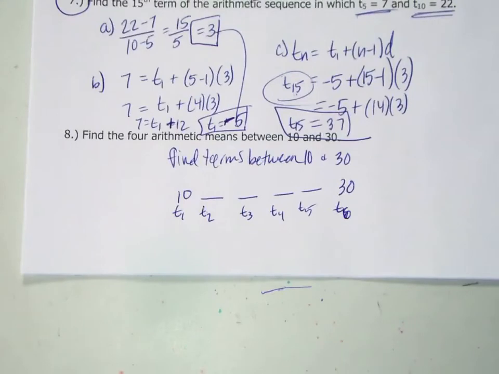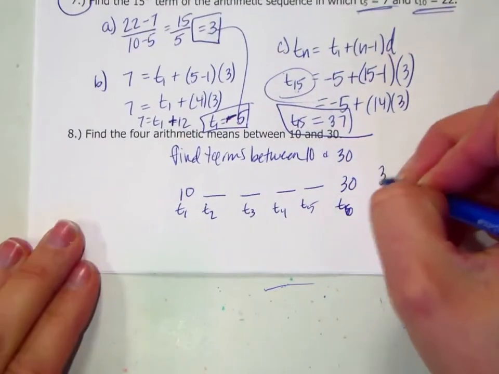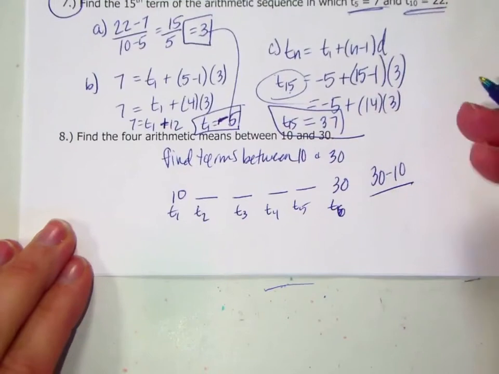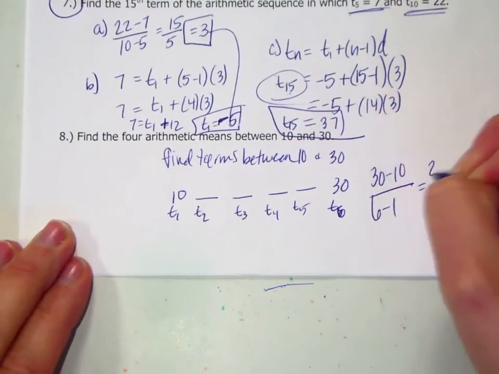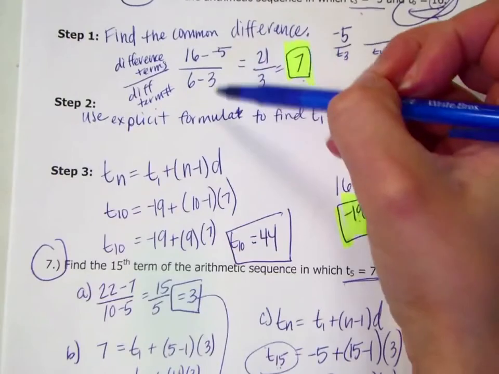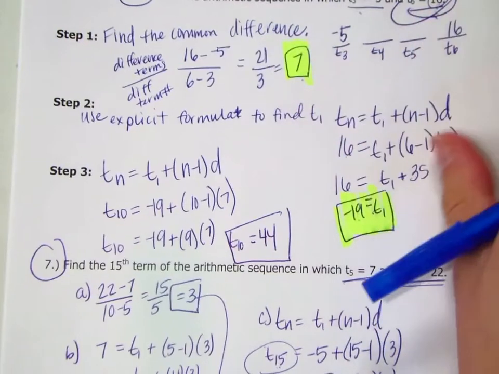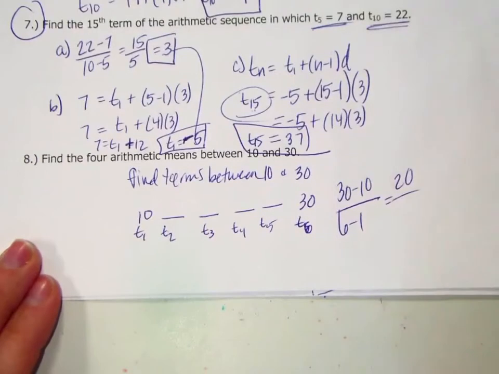Well, what do we really need to know to be able to find those next terms? We need to find the common difference. Well, how can we do that? Subtract 30 minus 10 over, how about 6 minus 1? Yep. So the same thing that we did on the last 2 examples to find that common difference is exactly what we'll do here.